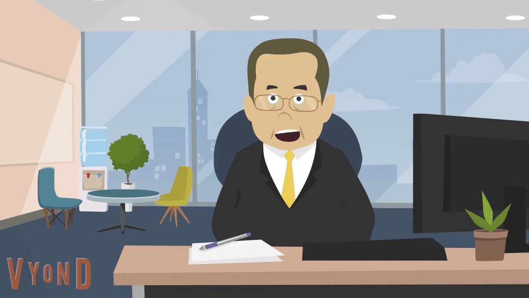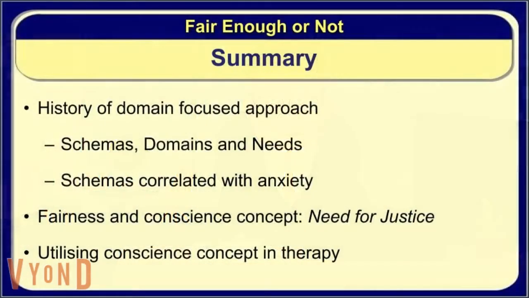Now for nearly 2 hours we will discuss fairness and its function in the anxiety disorders. Here is the summary of what we will talk about. First, the history of the approach, the schema and domain studies and its relation with the psychological needs. And then we will talk about the hidden cousin of anxiety, fairness and/or consciousness, the basic need of human beings, justice. And lastly, we will try to cover some areas where we can use this concept in therapy.